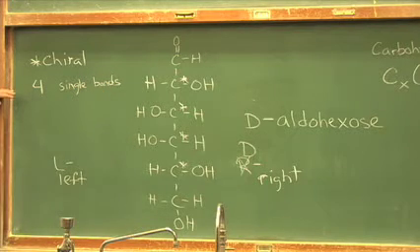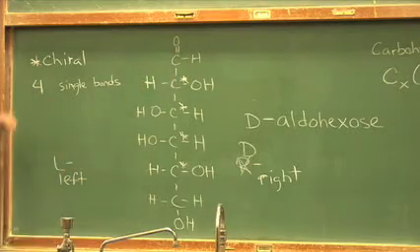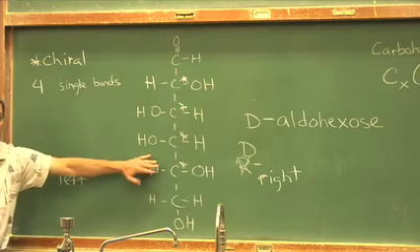we know that carbon needs 4 bonds, but carbon doesn't have to have 4 singles. For example, in the aldehyde, this carbon has 4 bonds: single, single, but a double. A chiral carbon has 4 single bonds, as all these do that I've labeled with an asterisk.